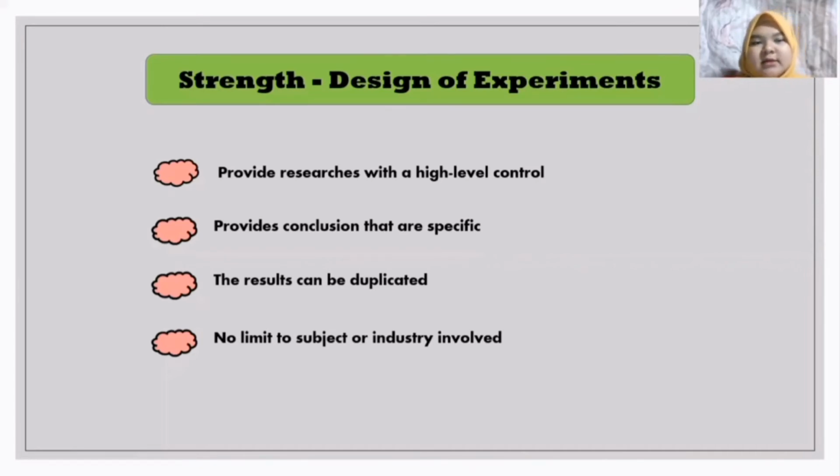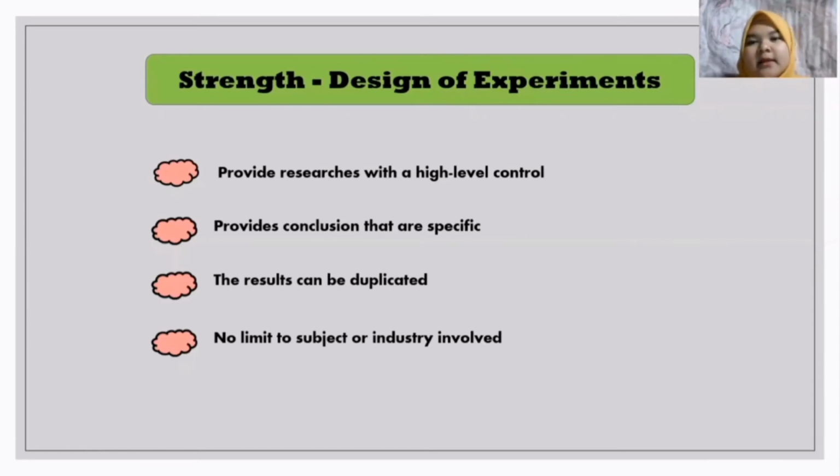I will continue our presentation with the strengths of design of experiment. First is that it provides researchers with a high level of control. This can be said because the design of experiment can isolate specific variables. Through the isolation of these particular variables, various advantages are available to assist the process. Second is that it provides specific conclusions. This is because the design of experiment provides such a high level of control that it can produce specific and relevant results consistently. Furthermore, in research, specific and consistently relevant results are very important in determining decisions.